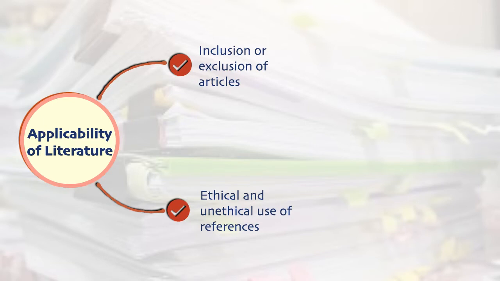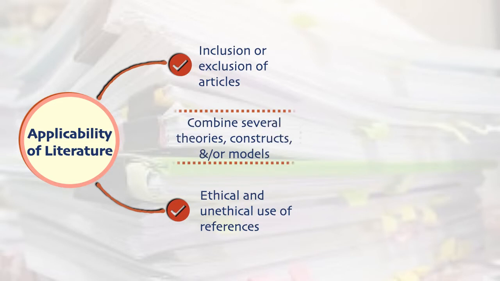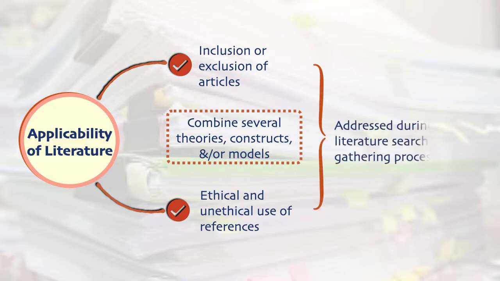Occasionally, research studies attempt to combine several theories, constructs, and/or models. As such, a literature review for each stream of theory or construct may be relevant. In such cases, its applicability must be addressed during the literature search and gathering process as well.